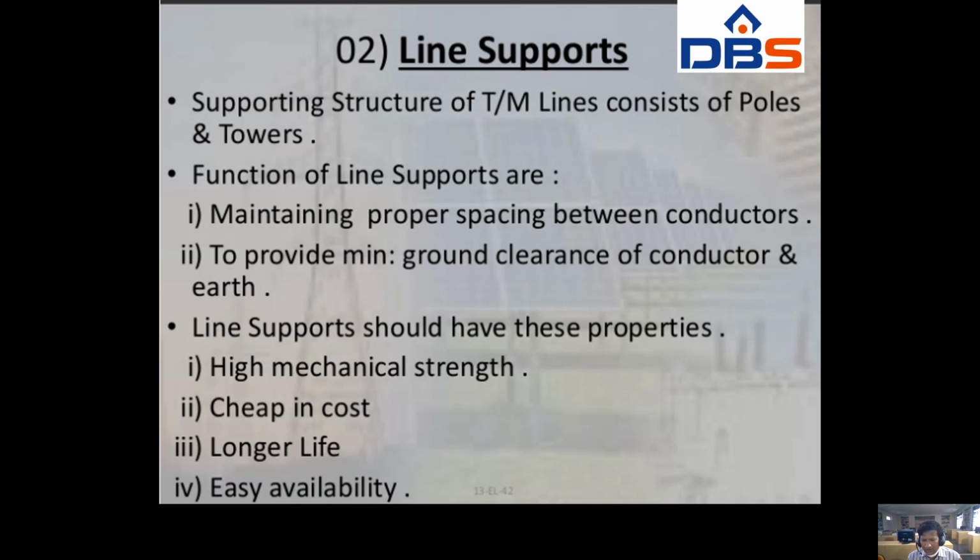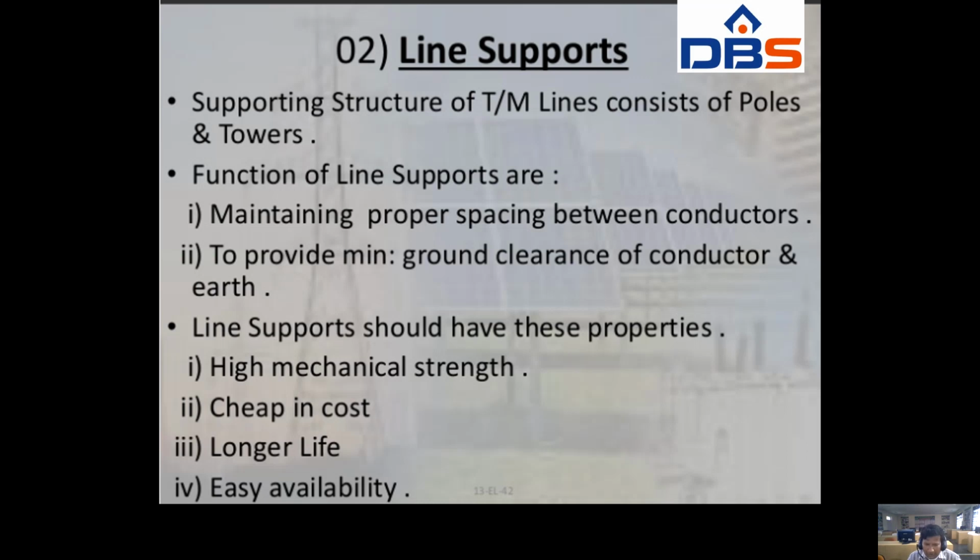Suppose there are no poles, meaning the pole to pole gap is very high, a long distance. At that time, conductors may touch each other, which may give sparking between two conductors. That's why the poles are arranged at regular intervals, to provide spacing between the conductors, and to provide minimum ground clearance between conductor and earth.